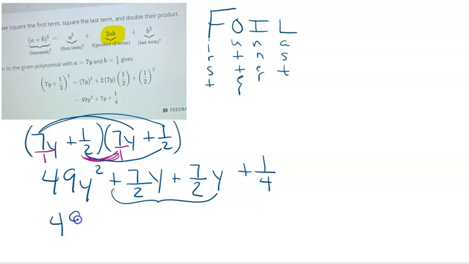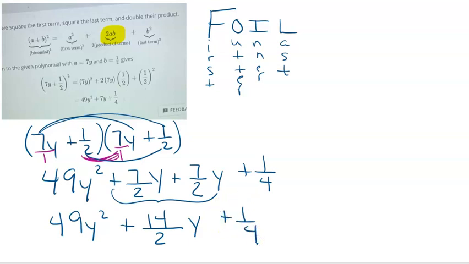Okay, 49y squared. And then now, to add fractions, you do need a common denominator. Lucky for us, we have one, right? So 7 plus 7 gives us 14. And then the 2 just carries along, right? Because when you add fractions, you just keep the common denominator. And also when you add like terms, you just keep the y. You don't add those y's together and get y squared. It's not how it works, right? Y times y is y squared, but y plus y is just 2 y's. Okay, and then plus 1/4.